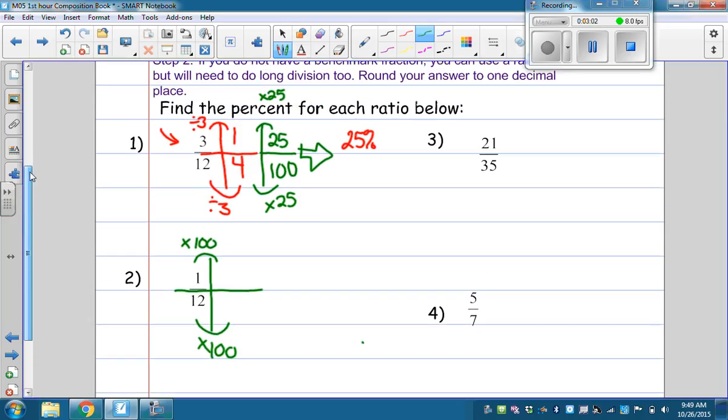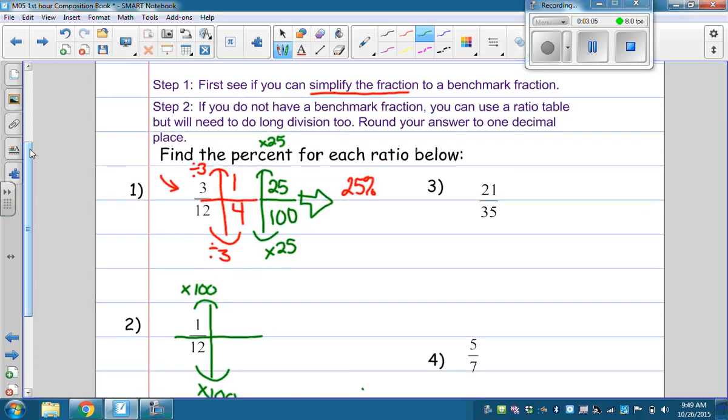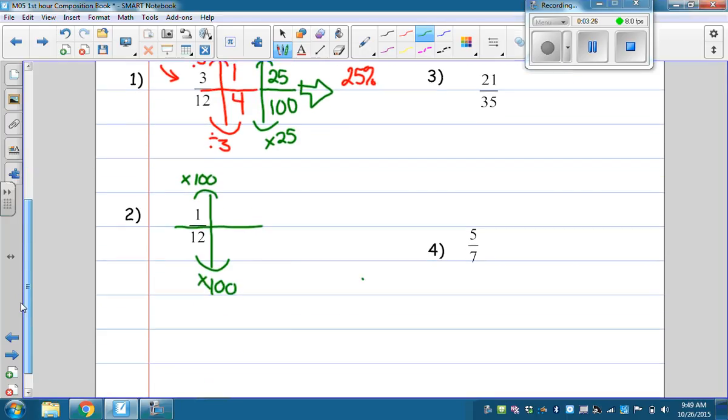So in other words, let's look at the steps up here in purple. Step 1, first see if you can simplify, and the answer is no. Step 2, if you don't have a benchmark fraction, you can use a ratio table. So we can use a ratio table, but in the end, we will still need to do some long division. Okay? You can round your answer to 1 decimal, or you could leave it in fraction form. So by multiplying by 100, we're on our way to getting to 100 in the bottom, but we're not quite there yet. What are you going to do next, Isabel? Divide by 12. Good job.